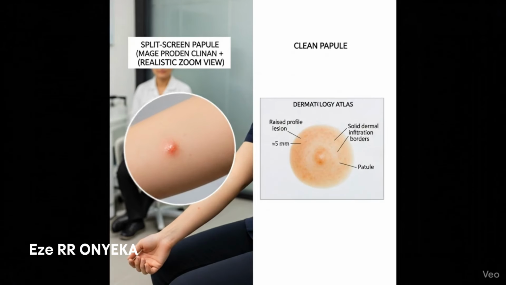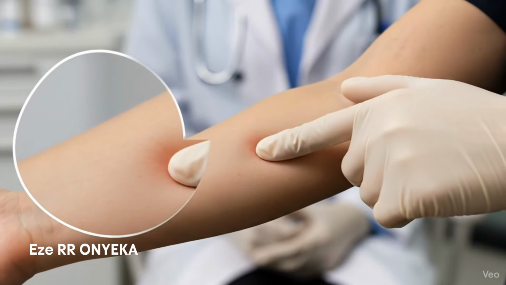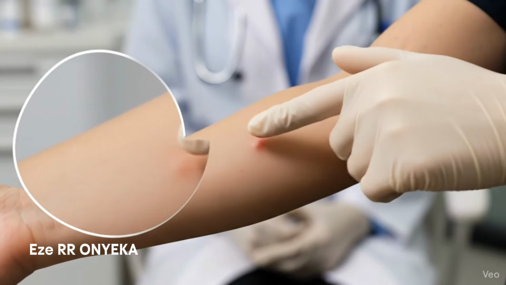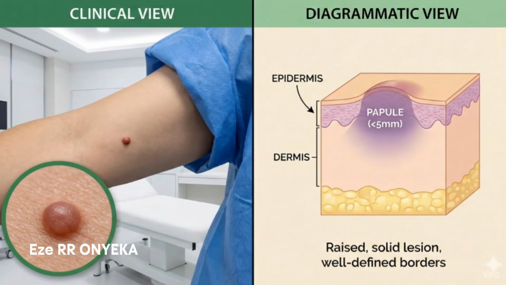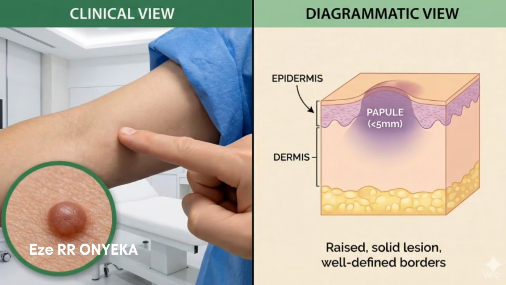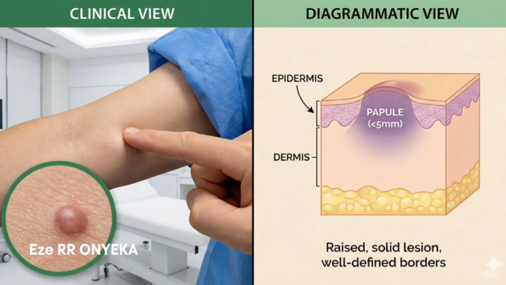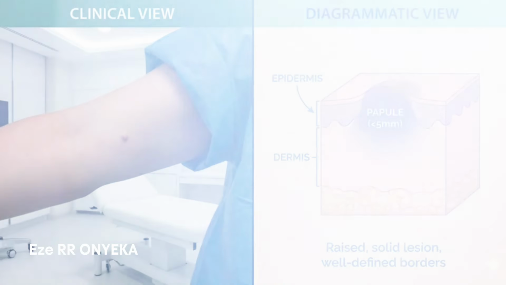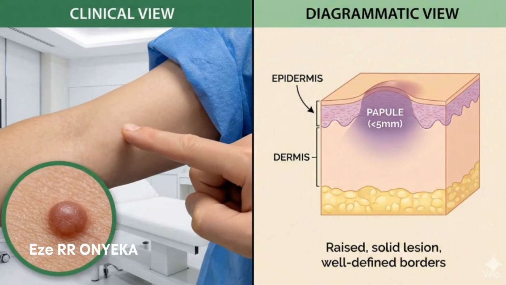A papule is a small, raised, solid lesion. It has the following key features. A papule is usually less than 5 mm in size and is raised, making it palpable. It is located in the epidermis or upper dermis of the skin, and its color can be red, brown, pink, or skin-colored. The surface may be smooth, rough, or scaly.